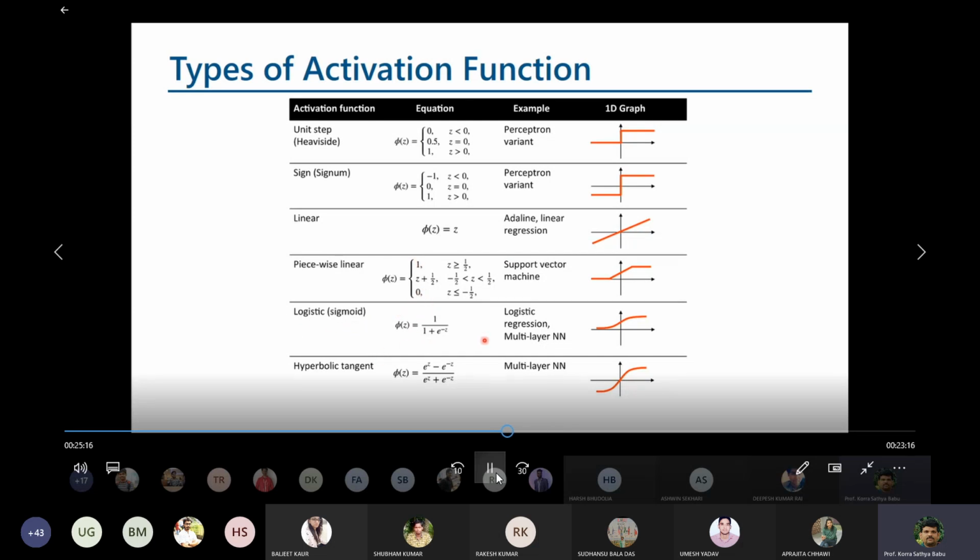The logistic or sigmoid function is given here: 1 by 1 plus e power minus x, or if it is z, then minus z. We can use it in multi-layer neural networks. This is the tangent function, which we can also use in multi-layer neural networks. One-dimensional graphs are also shown here, and possibly we'll study this later in a few slides.